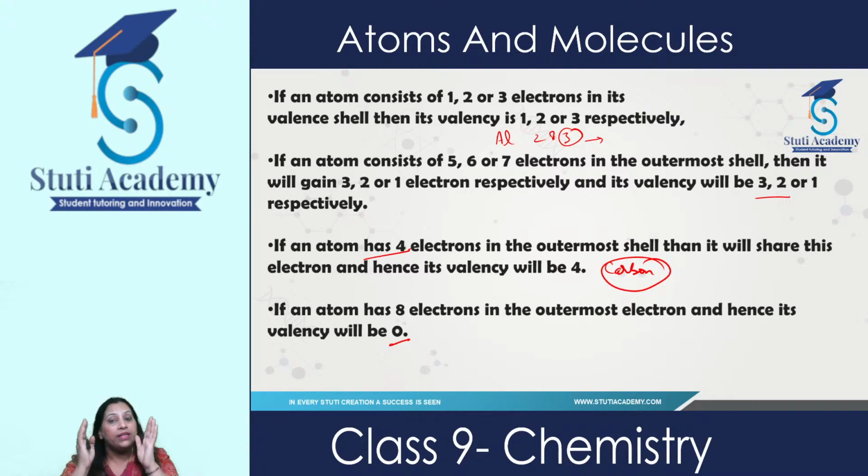And if its outermost shell has 2 electrons, then also it does not react with any other. It is also called an inert gas. For example, helium. The atomic number of helium is 2. And if I write the electronic configuration, it is 2 only. So helium is also an inert gas. So these are the various steps when we are writing valence electrons or valency.